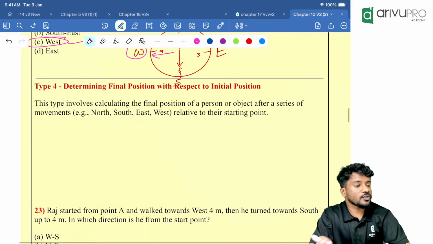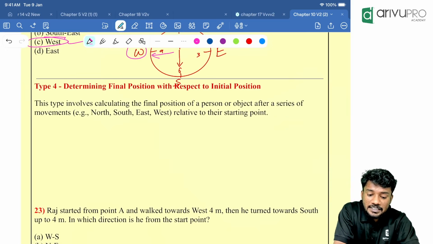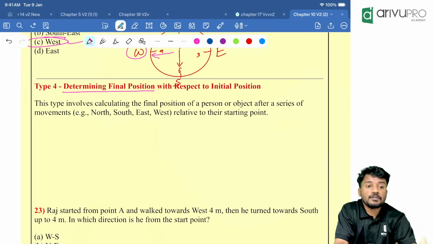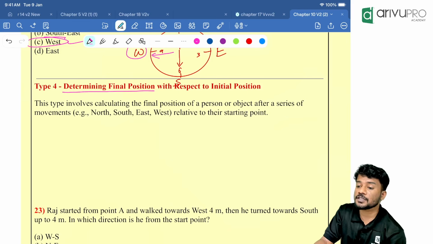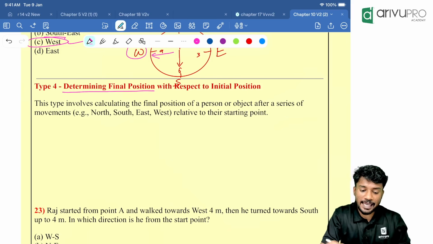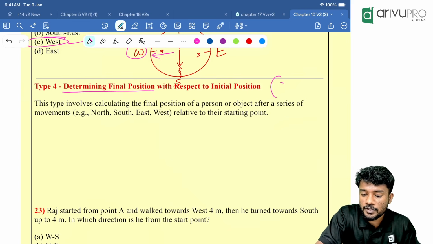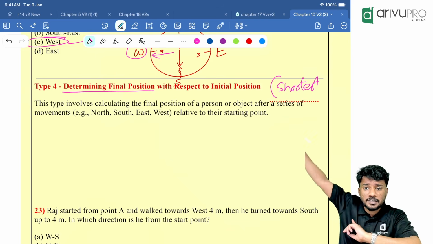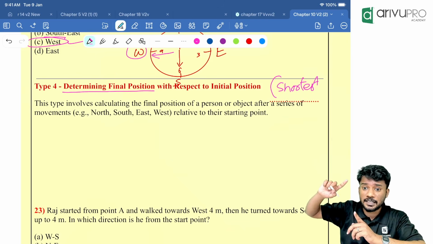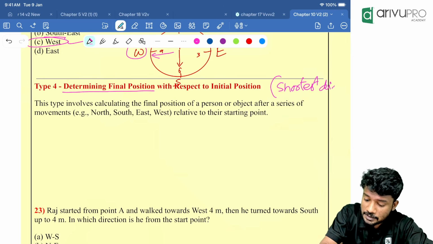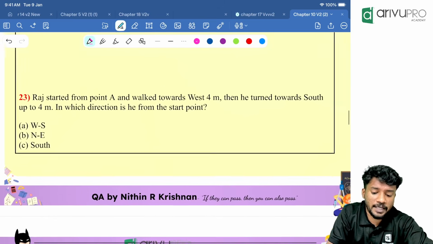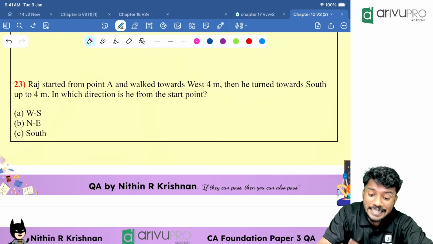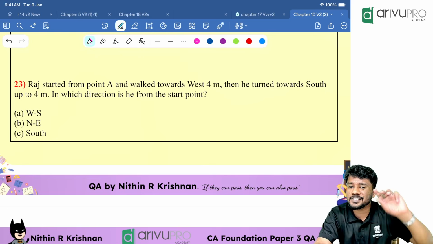Now we need to talk about determining direction based on final position with respect to initial position. Along with this, I'll teach you one more thing: shortest distance. You might have studied the shortest distance between the initial point and the final point. Have you studied that? Yes. I'll show you the shortcut. The Pythagoras theorem will come into the picture, but I will not teach you using Pythagoras. I'll teach you another method.